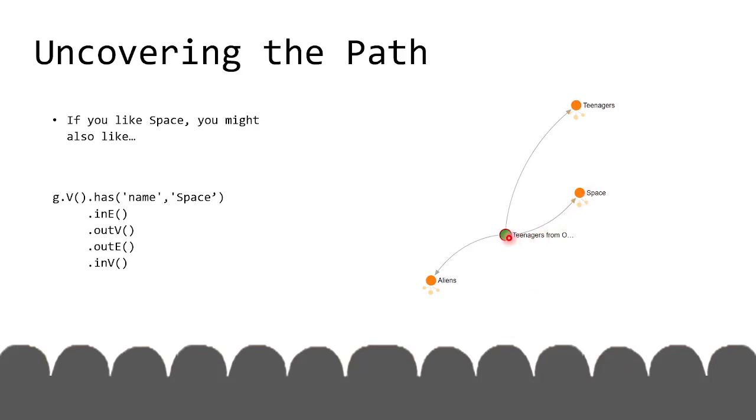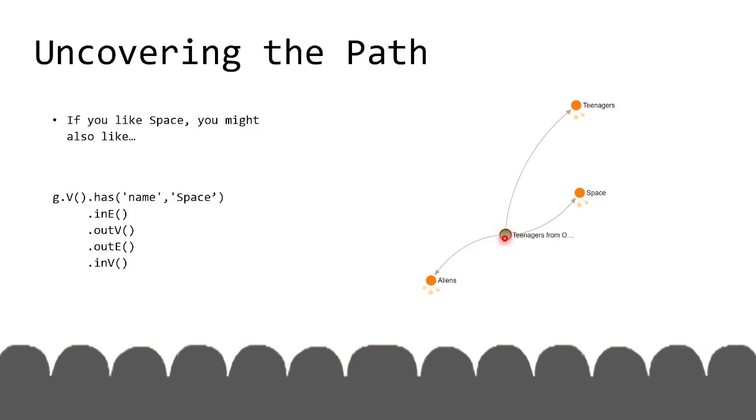Well then, how do we get to these other nodes that are connected to teenagers from outer space? We really like that movie, and now we want to take a look at the other themes, perhaps. Well, we have to traverse it, and the way we do this is we start with g.V.hasNamespace. So we start at space, in.E, so any of the edges that are coming to it, so that's this edge here, coming out of teenagers from outer space going into space. So we're on the edge on the in.E. So the outV, where is that edge coming out of? Well, that's teenagers from outer space.